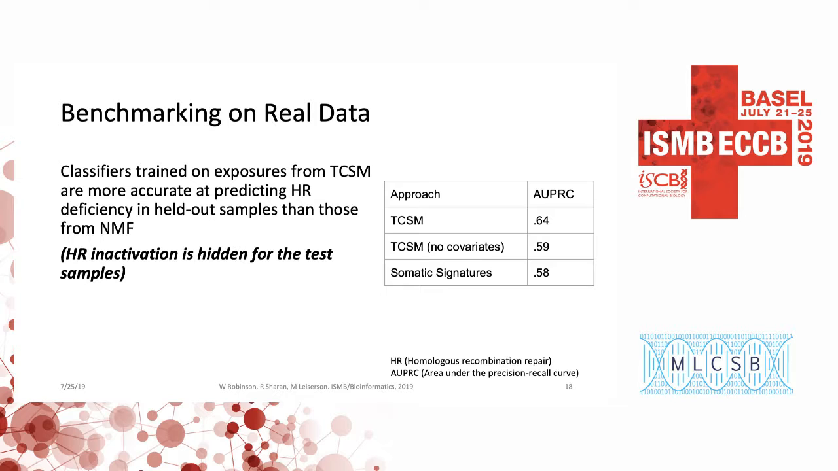So obviously in the test data, we actually followed the imputation approach. And so we were able to evaluate using the area under the precision recall curve. And we can show that TCSM does better than both TCSM without the covariates and the somatic signatures, which is the NMF-based approach.